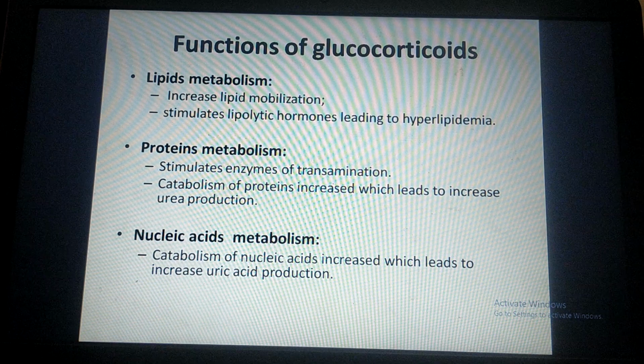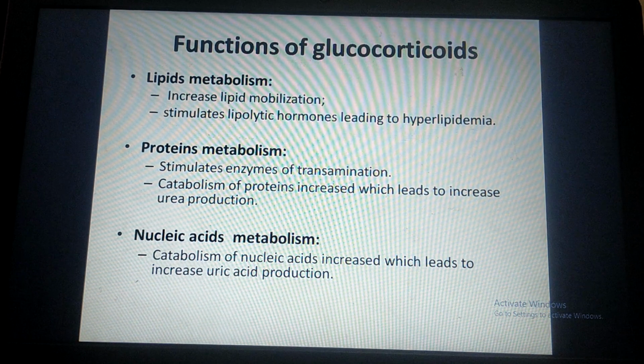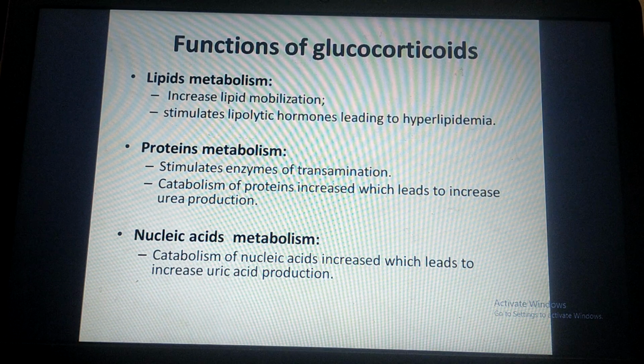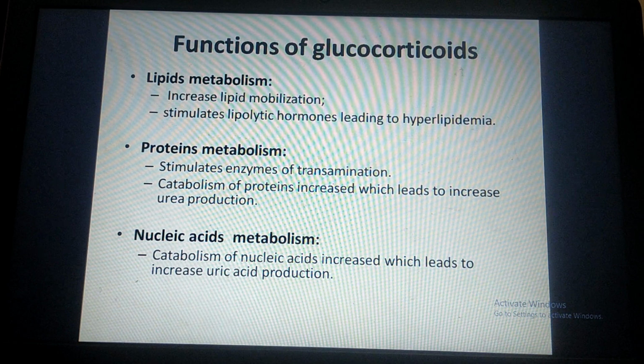On the lipid metabolism, glucocorticoids cause increased mobilization of lipid from adipose tissue. They stimulate the lipolytic hormones, which break the lipids, and it will lead to hyperlipidemia, means increase in the lipid level of the blood. On protein metabolism, they stimulate the process of transamination, in which amino group from one amino acid is transferred to another amino acid. After transamination, it causes catabolism of amino acid to form urea. Glucocorticoids also bring catabolism in the nucleic acid, leading to increased uric acid production after their breakdown.